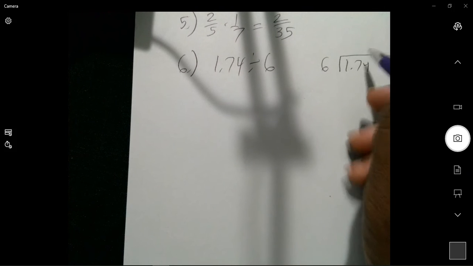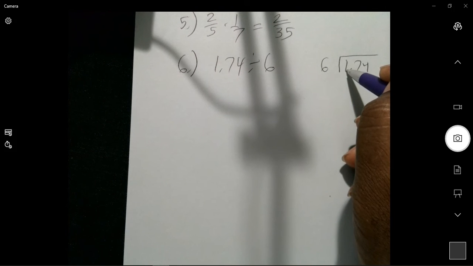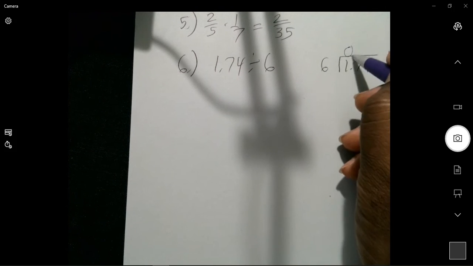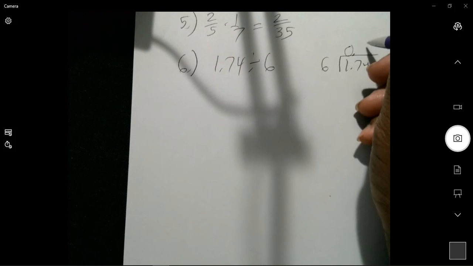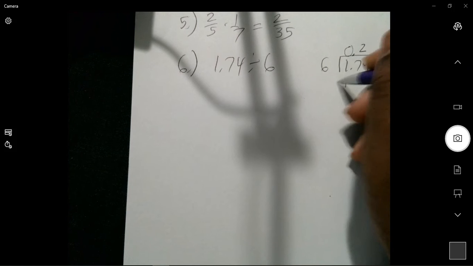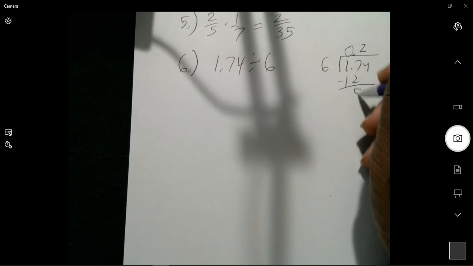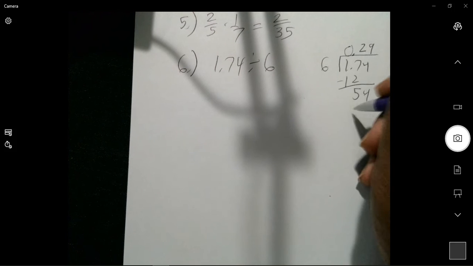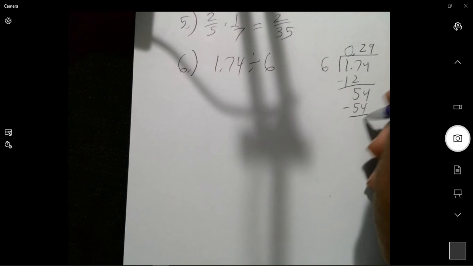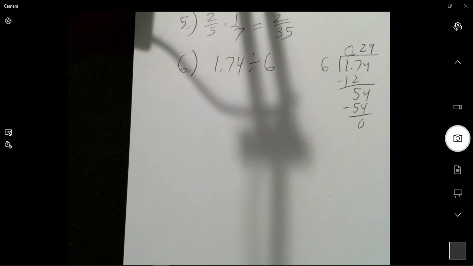Then you know that 6 goes into 1 0 times. Bring your decimal here. 6 goes into 17 twice. 17 minus 12 is 5. Bring down your 4. And 6 goes into 54 9 times. So your final answer here would be 0.29.